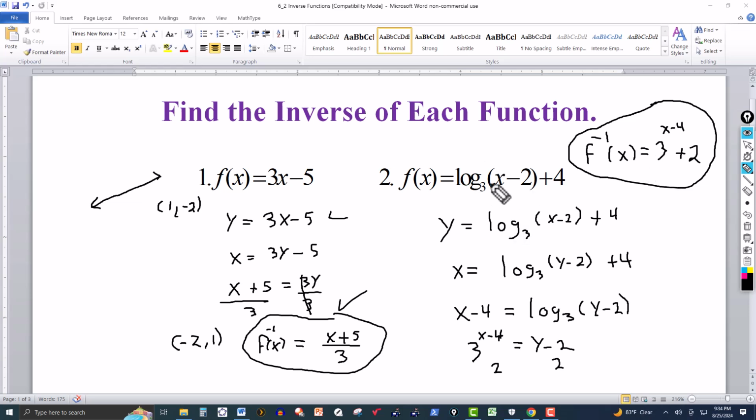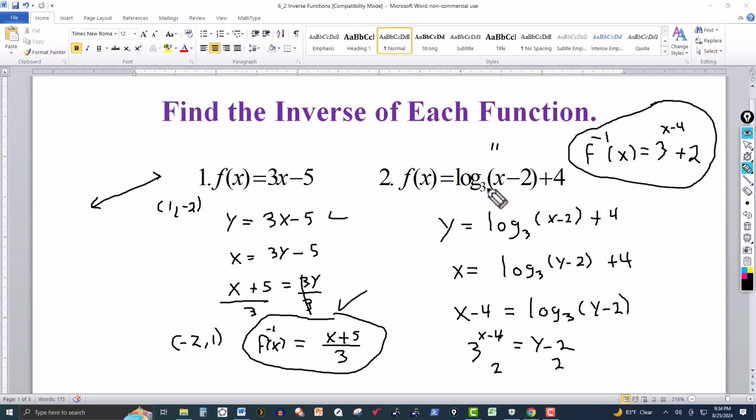Let's pick a point on this one here. So let's see, this is the original function. So I want something that will come out as an exact answer, so I don't have to use a calculator. So let's pick 11. Let's let x be 11. Put 11 right there. 11 minus 2 is 9. And the log of 9 to base 3 is 2, because 3 squared is 9. So this gives me 2.